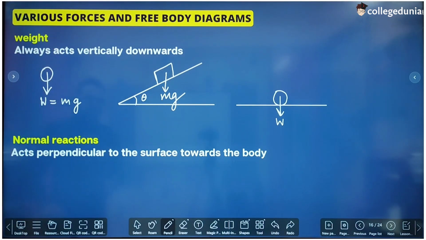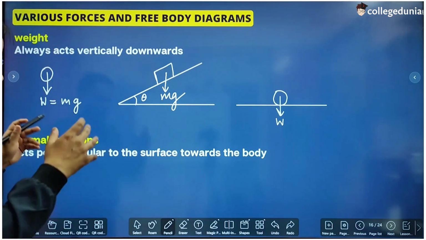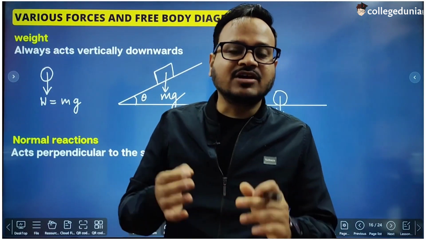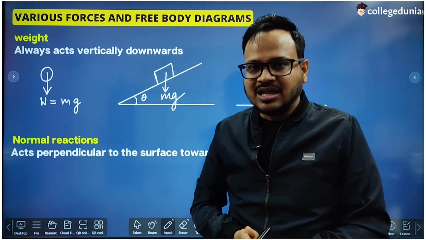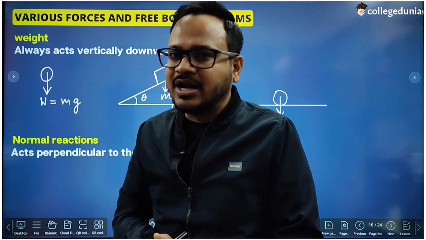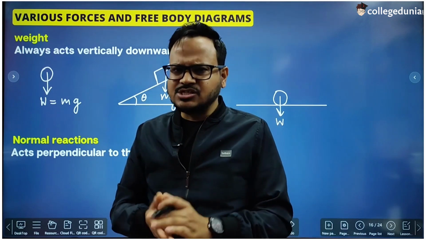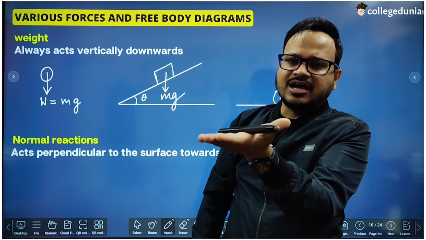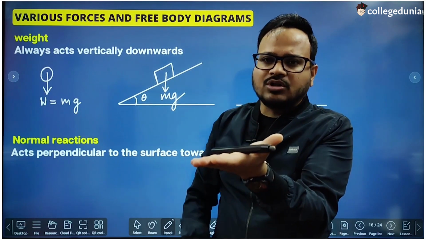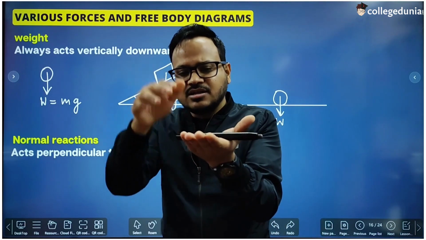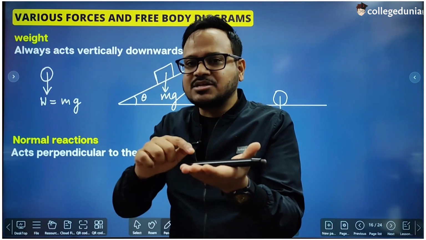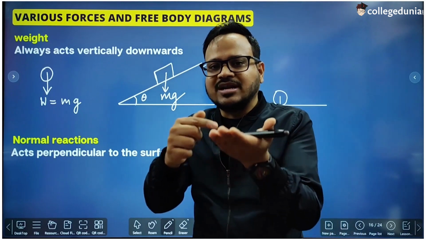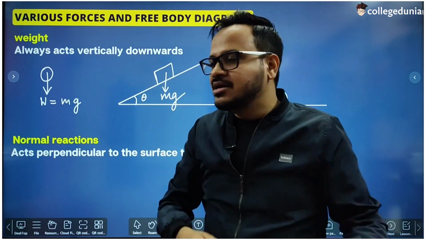Okay, normal reaction. What is the normal reaction? It is taken only when the body is in contact with the surface. Whenever the body makes contact, the surface applies an equal and opposite force on the body just to support the body, right? If this stylus is kept on this hand, then this stylus is applying a weight on the hand. Then why is this stylus not going into the hand? So there must be some force which is cancelling the weight of this stylus, and that force is normal reaction applied by my hand on this stylus.